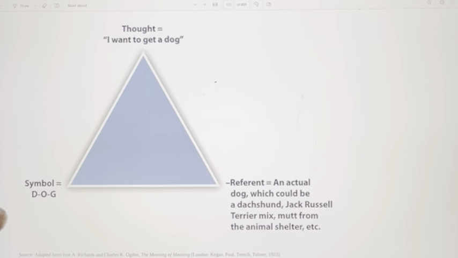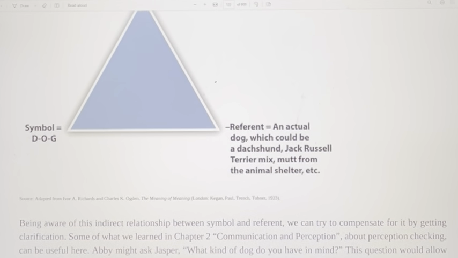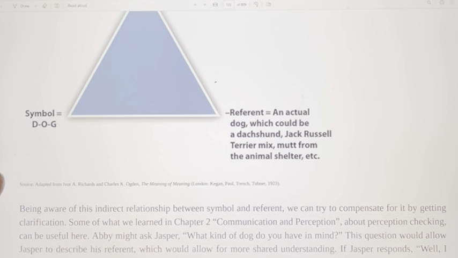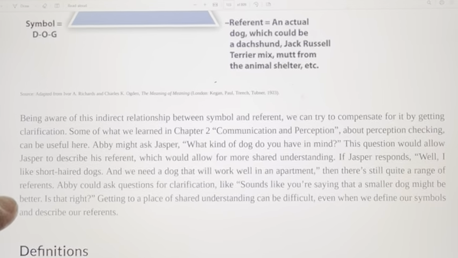Thought: I want to get a dog. Symbol: D-O-G, or the word or sounds of those letters put together. Referent: an actual dog, which could be a dachshund, Jack Russell Terrier mix, mutt from the animal shelter, etc.